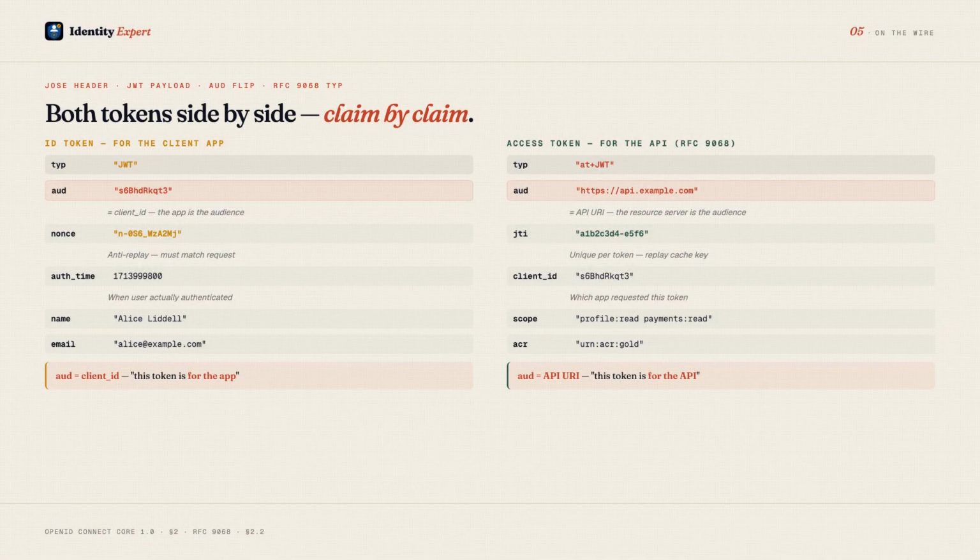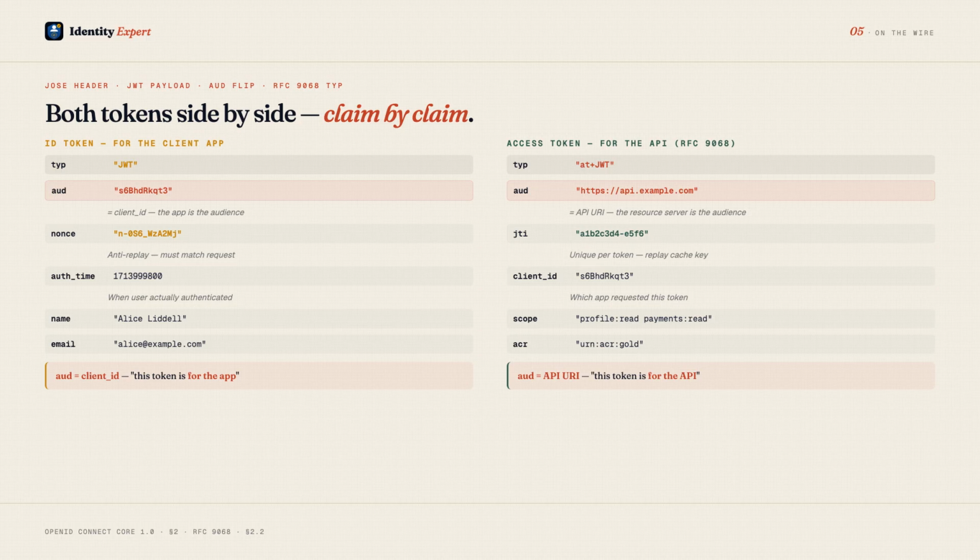Here are both tokens side by side. On the left, the ID token. The header carries alg RS256, typ JWT, plain JWT, not at+jwt, and a kid pointing to the signing key in the OP's JWKS. The payload carries iss, sub, and crucially aud set to the client_id, not the API.